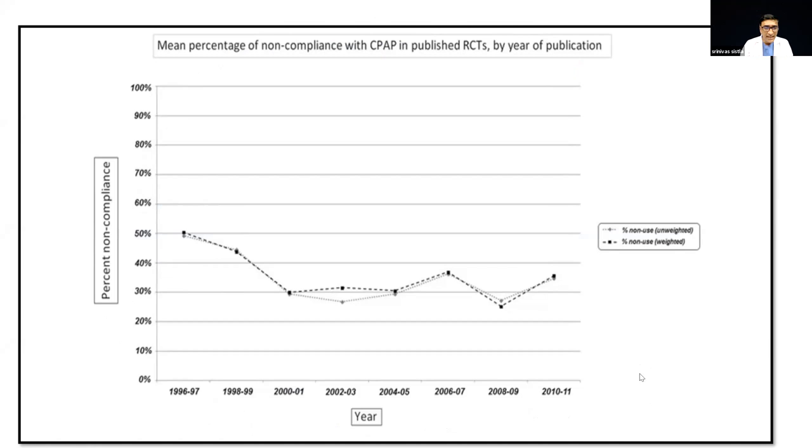So if you see, from 1996 to 2011, till which this paper has been published, the data has remained the same in terms of non-compliance. It was about 50% in 1996 and just about 30 to 40% at the beginning of this particular decade. Now, what does this tell us?